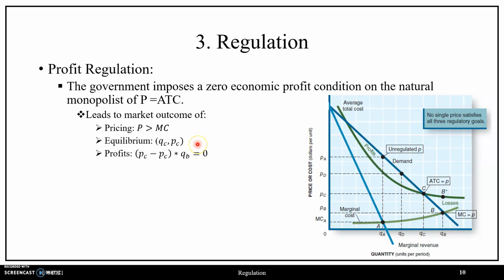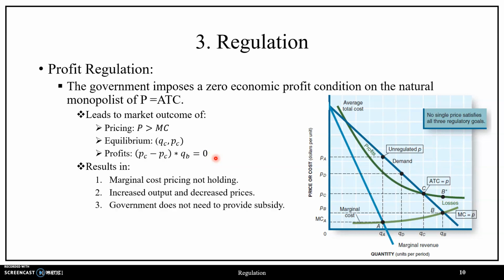In terms of our equilibrium quantity and price point, we have an increased amount of quantity in the market, not as much as a perfectly competitive market structure, but more so than the monopoly case, and we also have a reduced price point since PC is strictly less than PA, but it's not as reduced as the perfectly competitive market price point of PB. And since our price is equal to our average total cost, profit per unit is zero, such that when we scale that by our overall quantity level, we have an economic profit level of zero for this natural monopolist under this regulation condition.